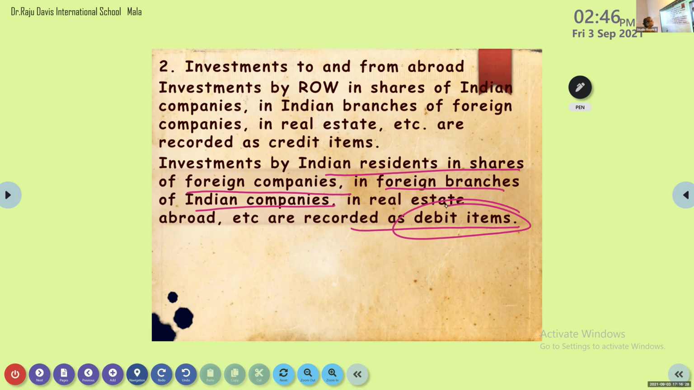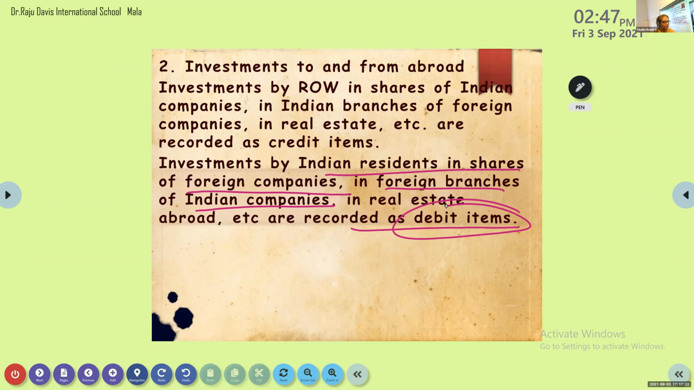So these are a few examples related to investment. Investment can be made abroad, or foreign people can make investment in our country. I told you, whenever foreigners are investing money in our country, on which side are we marking? Credit side. See, foreigners are investing in our country, so they are bringing money inside. It is an inflow. So this will be marked on the credit side, even though it is a liability.